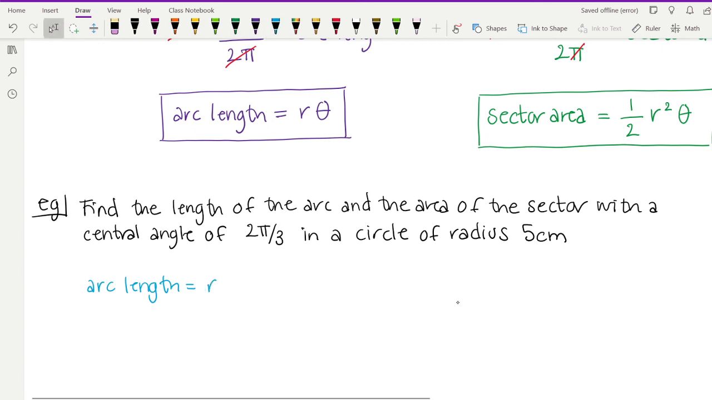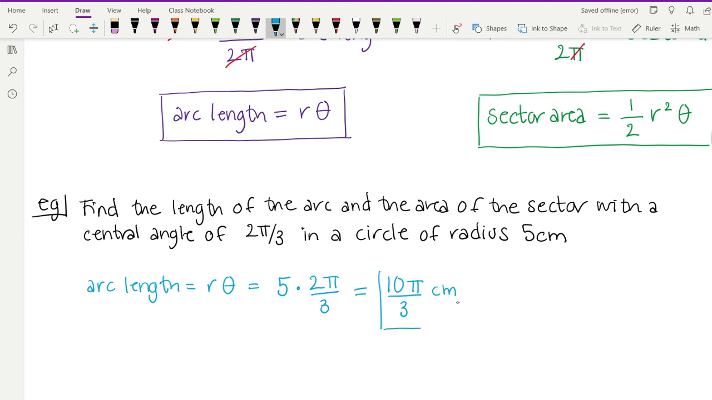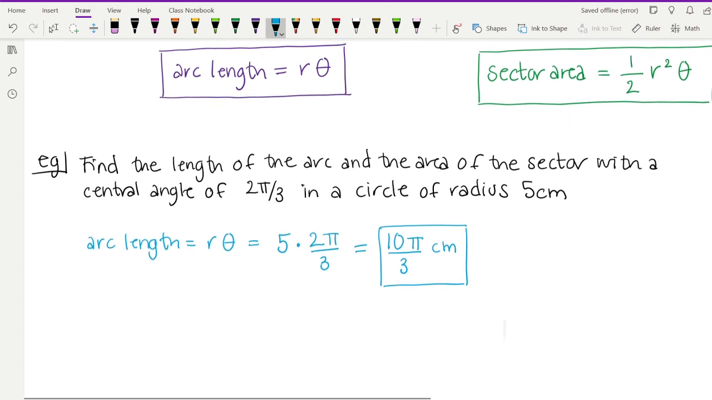So r times theta, which in this case is going to be, our central angle is 2 pi over 3. Actually, let me write it the other way. The radius is 5. The central angle is 2 pi over 3. And so our answer is 10 pi over 3. And our units are centimeters. And we're not squaring them because we're dealing with a length, not an area. So that is our arc length.